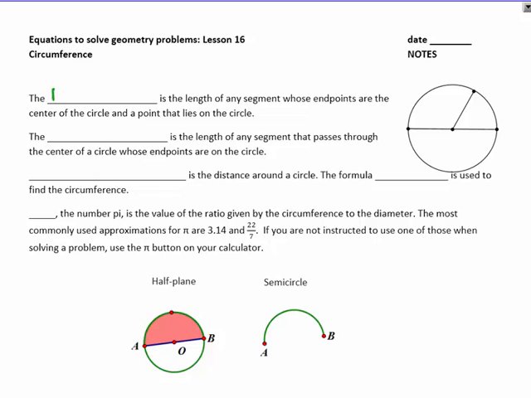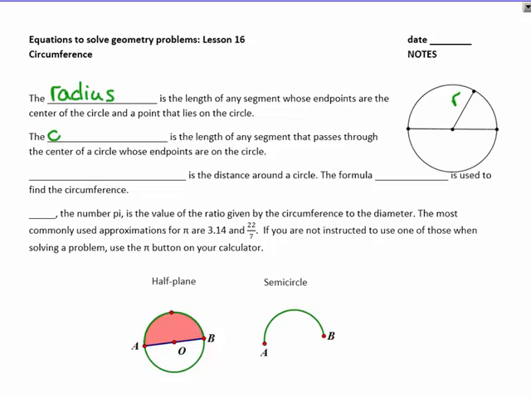So the radius is the length of any segment whose endpoints are the center of the circle and a point that lies on the circle. So this is what your radius is going to be, this little line segment right here. It's given the letter R.